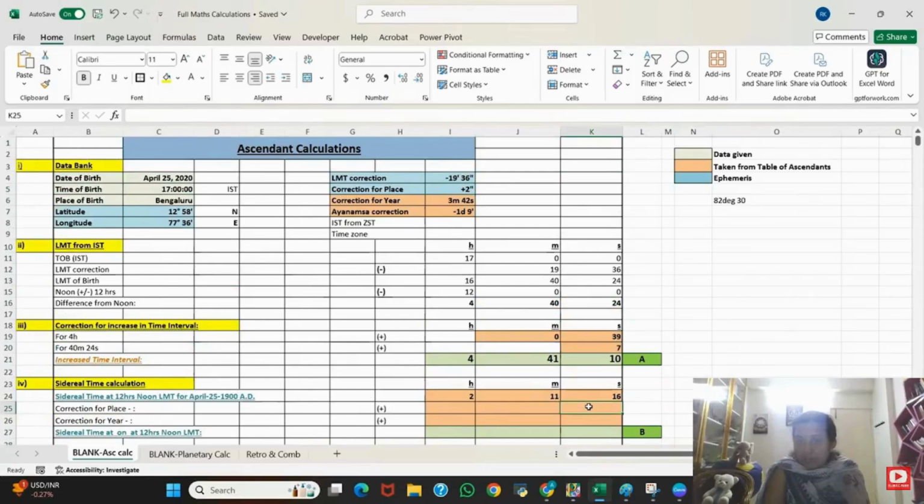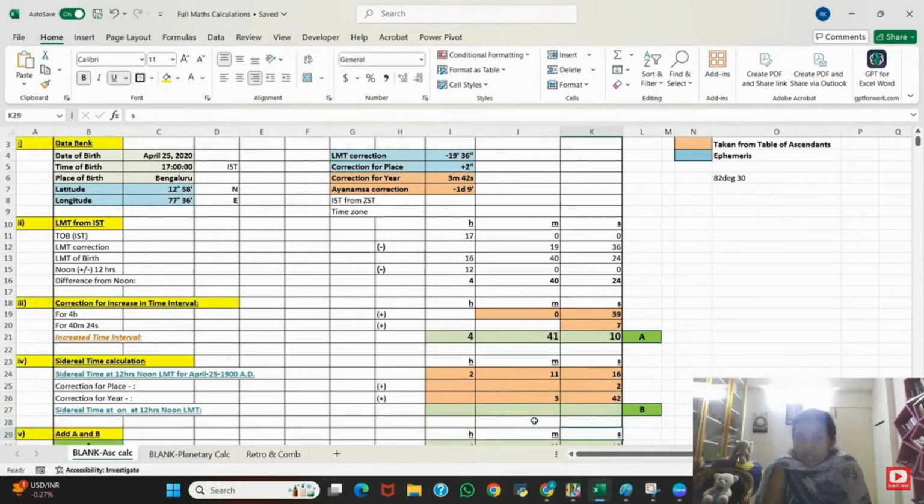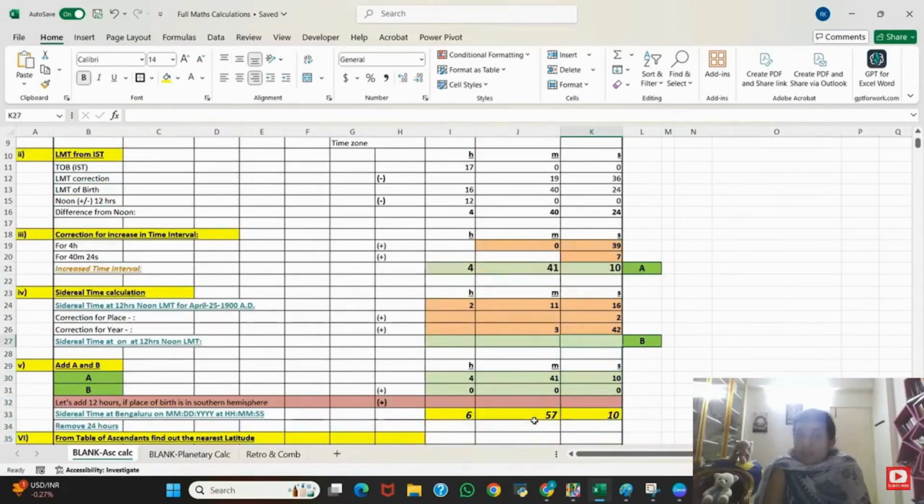For the place correction, I've already noted it is 2 seconds, so I have to note down the same here. So it is 2 seconds, and it is a positive one. Then the correction for year is 3 minutes 42 seconds, which is also positive. So I'll put it as 3 minutes 42 seconds. Once I put it down like this, I have to add it up and put it as B.